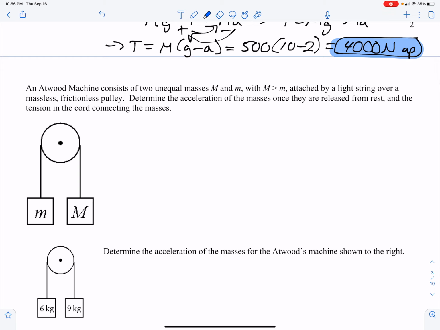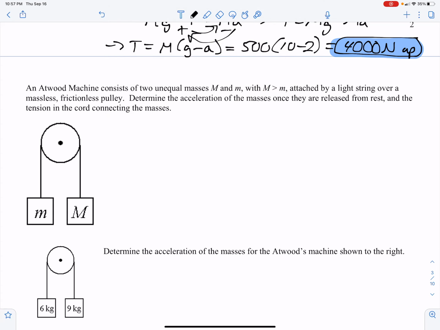In the next example, we have what is known as an Atwood machine. Atwood machines consist of two unequal masses, big M and little m, where big M is greater than little m, attached by a light string over a massless, frictionless pulley. Determine the acceleration of the masses once they are released from rest.